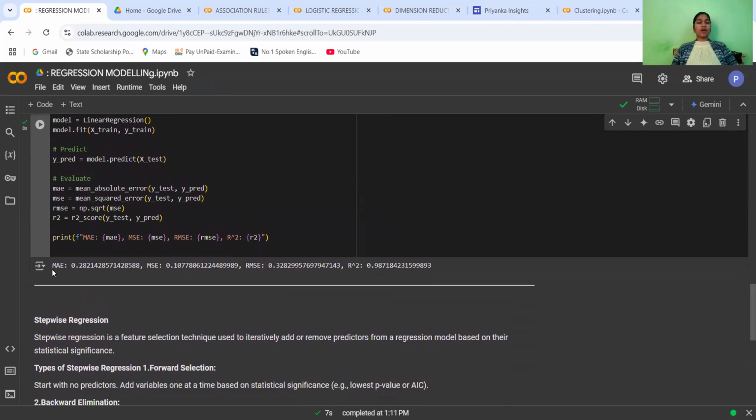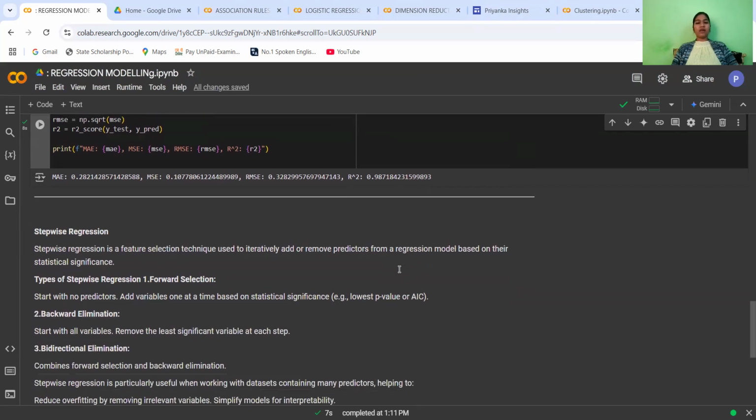This is the output of MAE. MAE equals 0.28214228. MSE equals 0.1077806. RMSE equals 0.32829999. R square equals 0.987184.